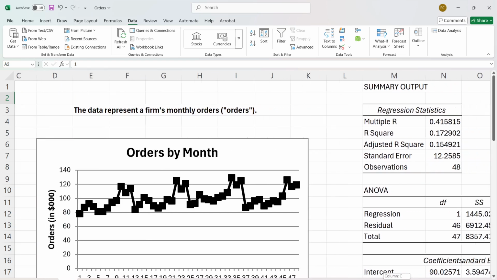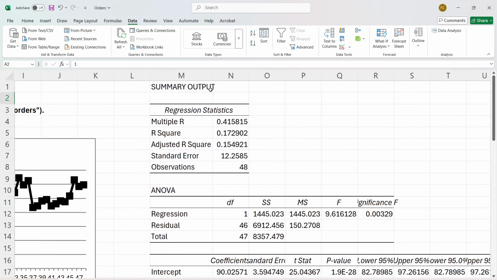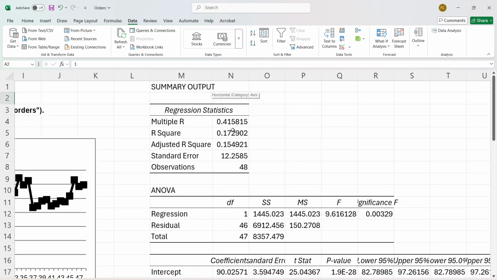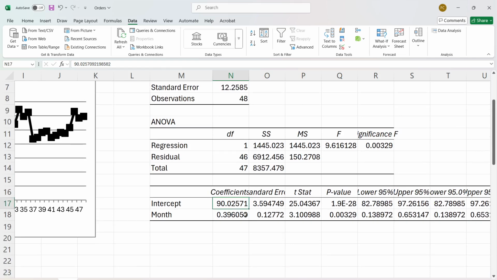Then over here on the right, of course, I've got some regression summary output corresponding to this linear trend model. I see that about 17% of the variation in the data is explained by just the month variable by itself. You see that in month 0, this model predicts about 90,000 orders, and each month this model predicts orders will be about $396 higher than they were in the previous month.